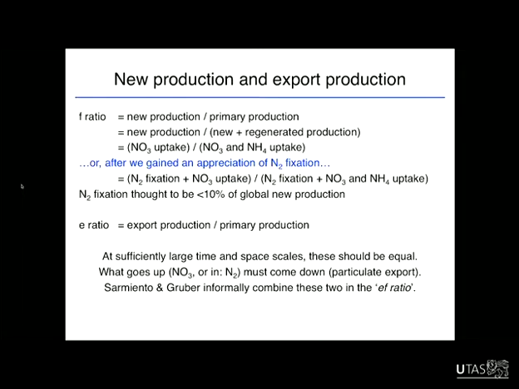So if we define this term, the F ratio, which is the amount of productivity due to nitrate uptake divided by the total productivity, in coastal upwelling systems, this F ratio is quite high. So probably about a half of the productivity that occurs in those systems is being generated by the active input of nitrate. So you get an F ratio of about 0.5.